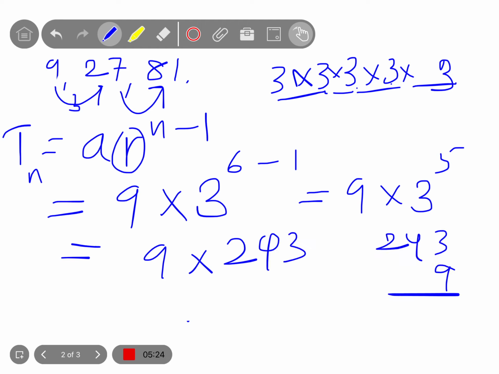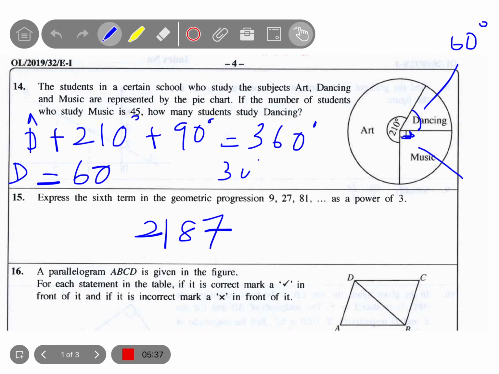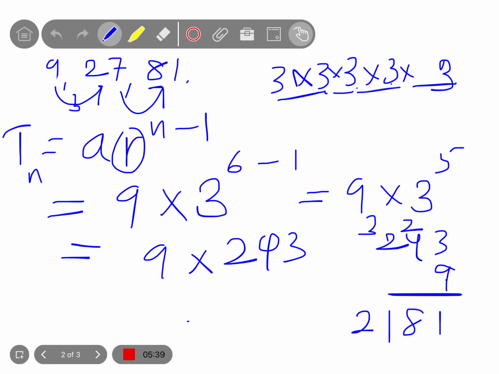Now you multiply this. 243 times 9: 9 times 4 is 36, 36 and 2, 38. You get 3 here. 9 times 2 is 18, 18 and 3, 21. So 2180. Sorry, here I made a mistake. 9 times 3 is 27. So this sort of mistake can happen, so just make sure. So 2187. This way also you can get the answer.